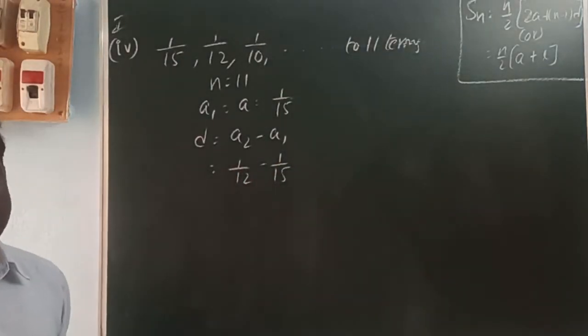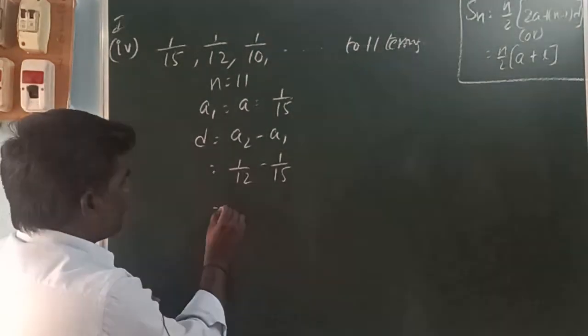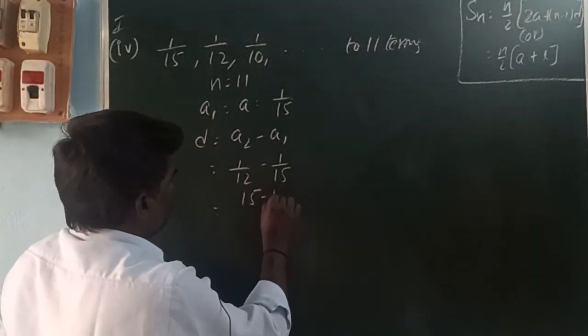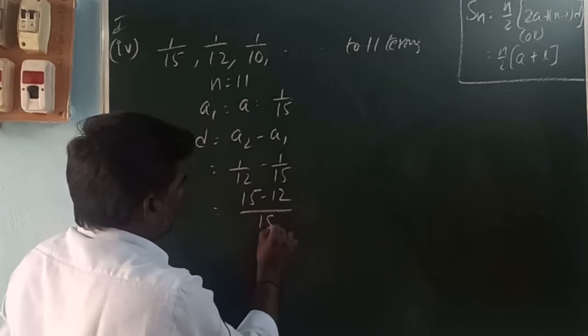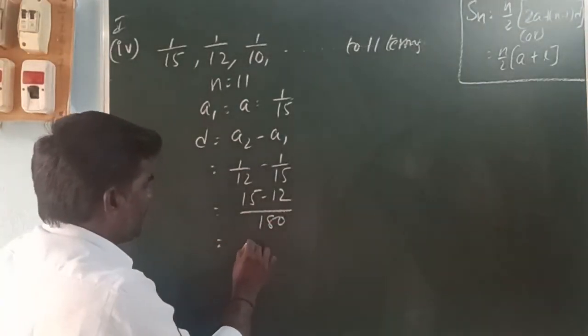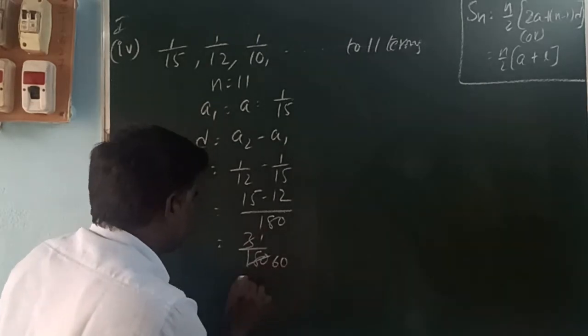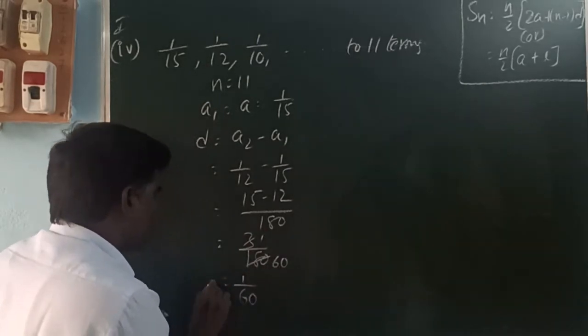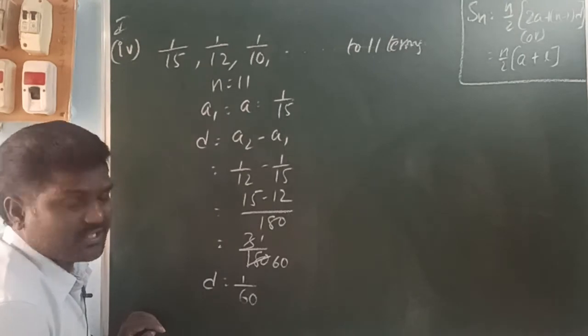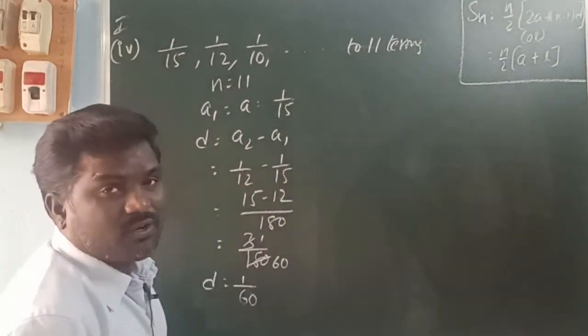These two are fractions, so we can do cross multiplication. 1 fifteen is 15, 1 twelve is 12, 12 times 15 is 180. So 15 minus 12 is 3 by 180. 3 ones are 3, 3 sixties are 180. So the common difference is 1 by 60. Now it is asking for the sum of 11 terms.